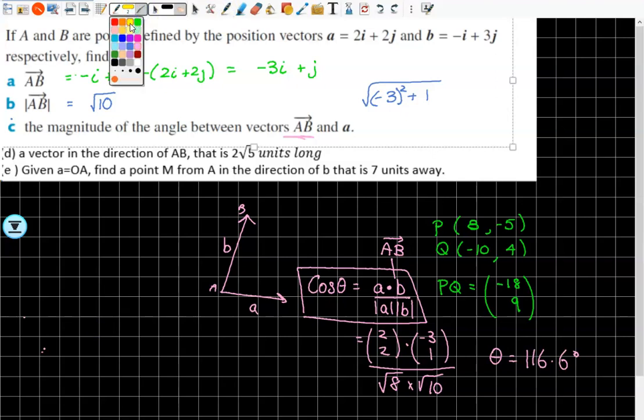So, hands up, or I might pick somebody, especially if they've got their hands crossed. Holly, how are we going to do D? A vector in the direction of AB that is 2 root 5 units long. Keats is giving you a heads up. Yeah, so what do we have to find first? Excellent. We're going to find a unit vector first.